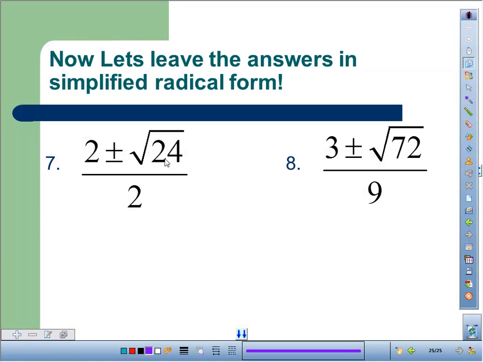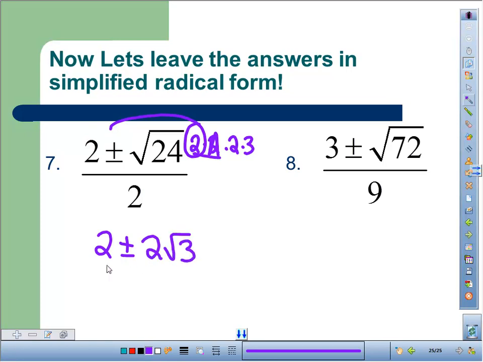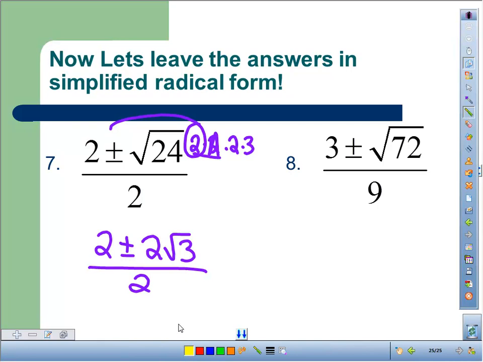Okay, so square root of 24, does that reduce? Yes. That's 2 and 12, which is 2 and 6, which is 2 and 3, yes? Got a pair of 2s, so a 2 comes out and a 2 dies. So you have 2 plus or minus 2 square roots of 3 over 2.